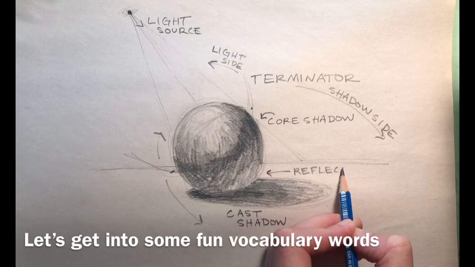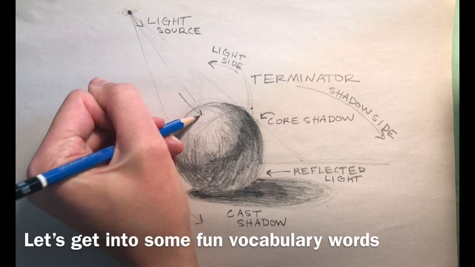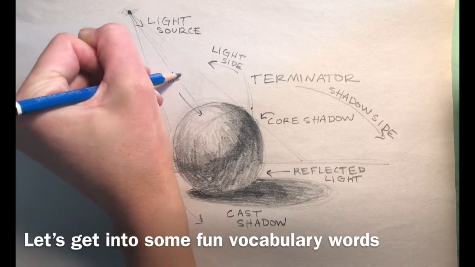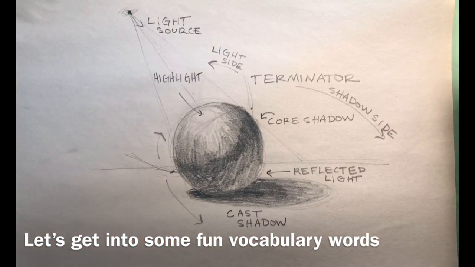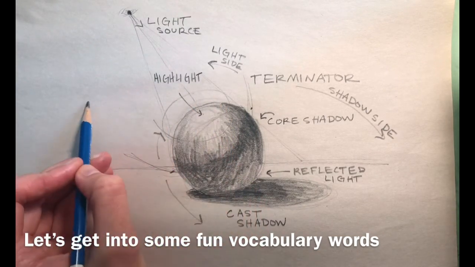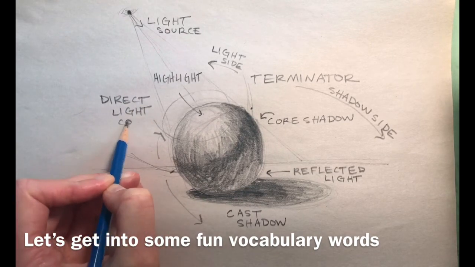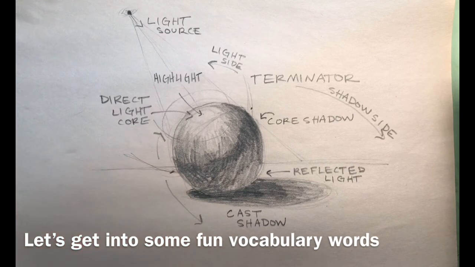Sometimes you'll notice a little bit of reflected light right where the sphere gets close to the table. That's coming from the white of the table. And this whitest part on the sphere is called the highlight. That's the lightest value. This whole light section here is called my direct light core.